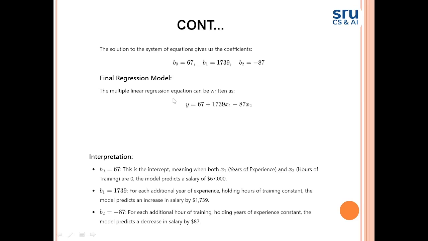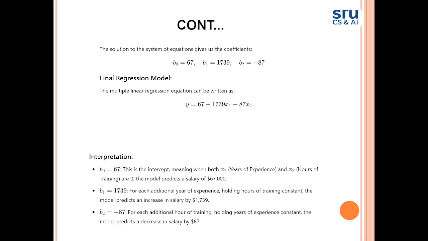This multiple linear regression equation can be written as y is equal to 67 plus 1739 x1 minus 87 x2. So what do we conclude from this equation? Beta naught is equal to 67. It is the intercept, meaning when both x1, the years of experience, and x2, the hours of training, are 0, the model predicts a salary of 67,000.